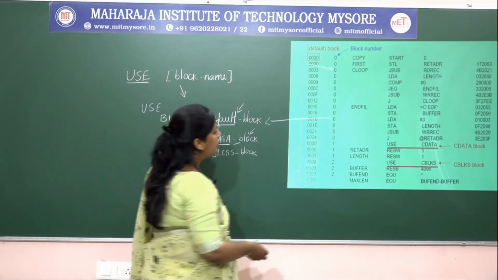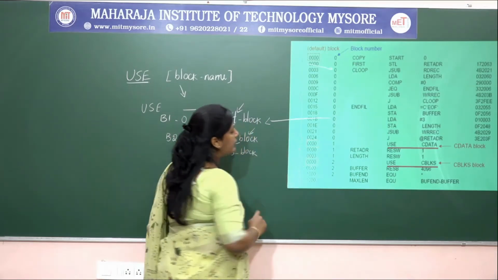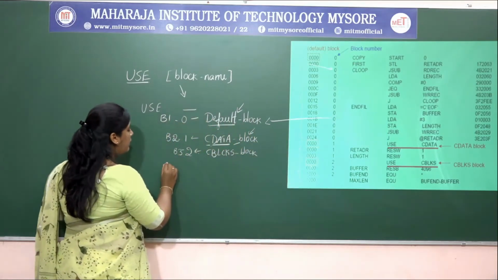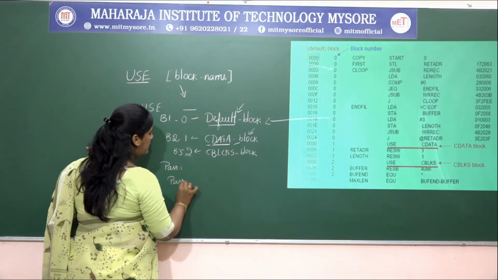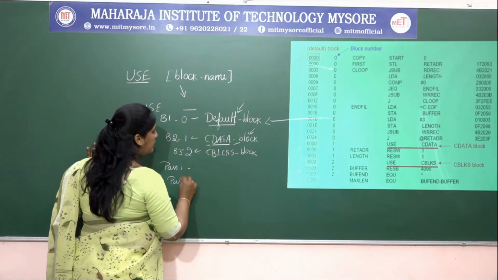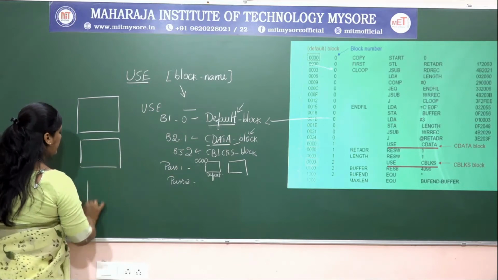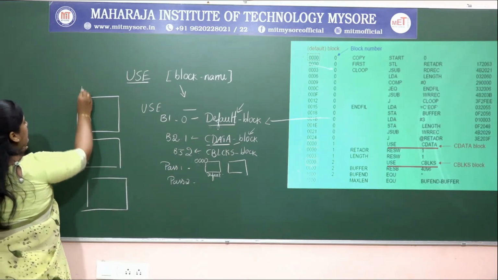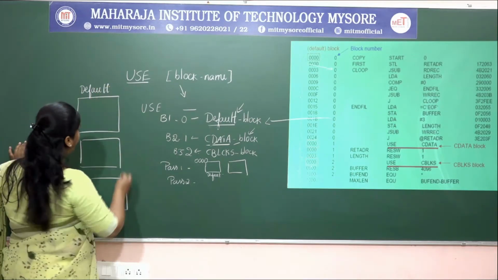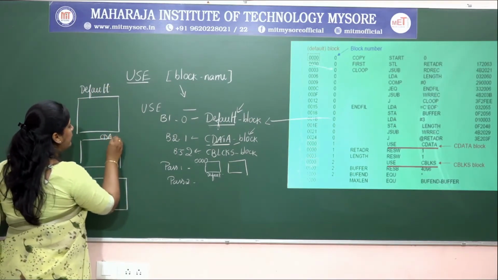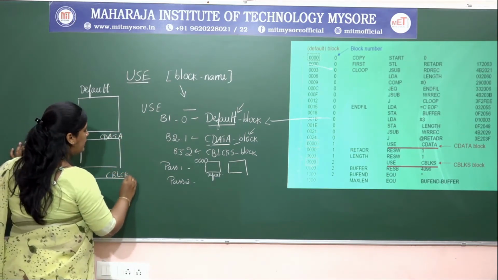Next, again the next block. So what will happen during pass 1 and pass 2? Let me explain. During pass 1, for every block, the 3 blocks are there. This is the default block, this is the CDATA, and this is the CBLKS.